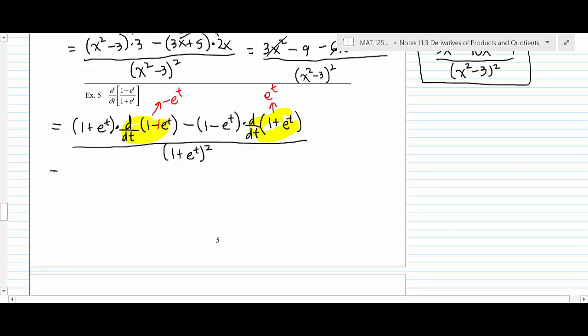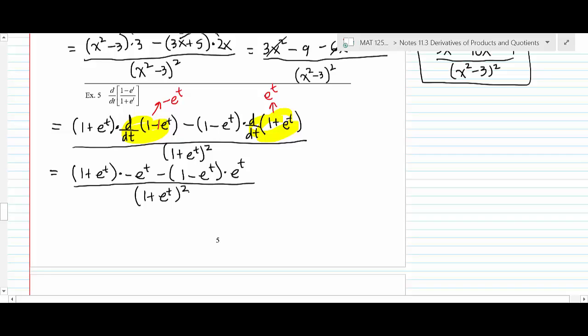Okay, so let's write down what we have. We still have the 1 plus e to the t. Then this is going to be times negative e to the t. And then minus 1 minus e to the t, and then times e to the t, all over 1 plus e to the t to the second power. Now that is an unsimplified derivative right there.